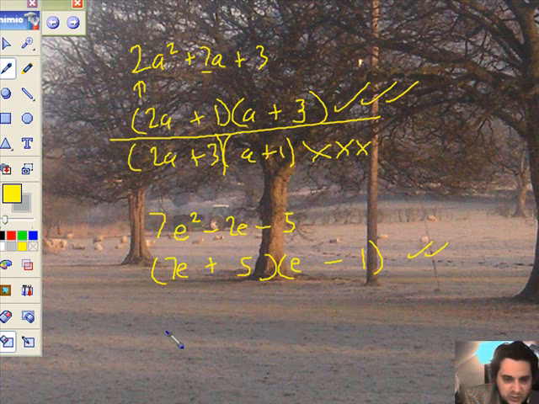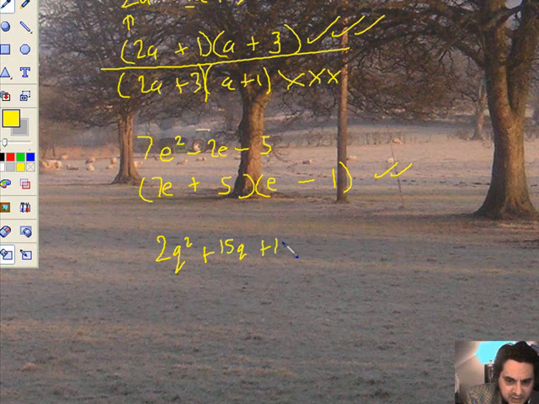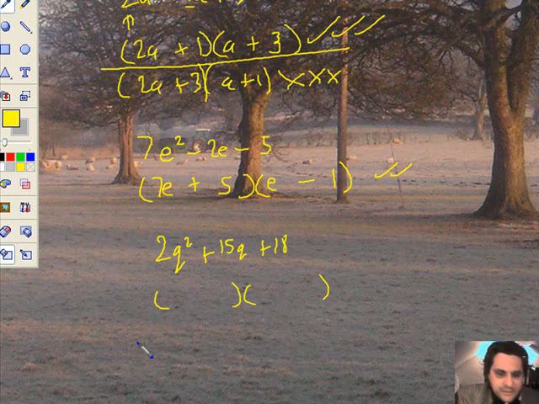Jumping over to question 12, I've got 2q squared plus 15q plus 18. Okay, let's just bracketize it, factorize it, land it. So here we go. 2q and q. How do we make 18? Well, loads of ways of making 18.